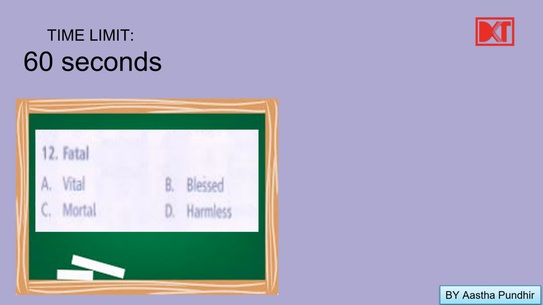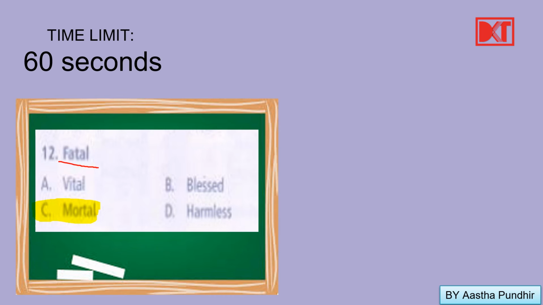Okay, here the word is fatal. The options are A, vital, B, blessed, C, mortal, D, harmless. Now here the correct answer is C, mortal. If you watch movies and read books, I'm pretty sure you must have heard of the word immortal. Immortal refers to something or someone which is going to live forever. So mortal is its opposite, and it means something that has a definite life and is going to die.